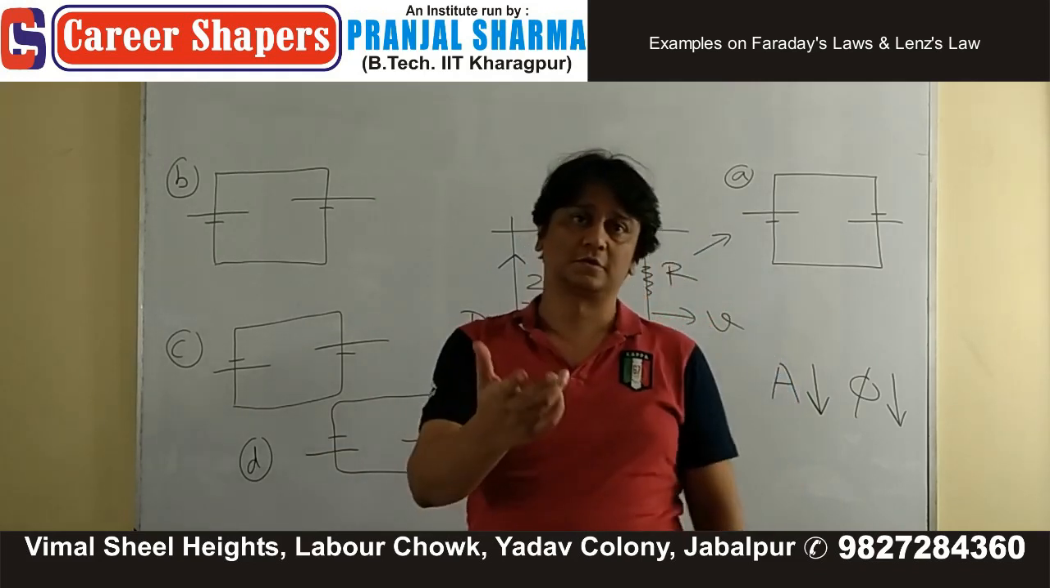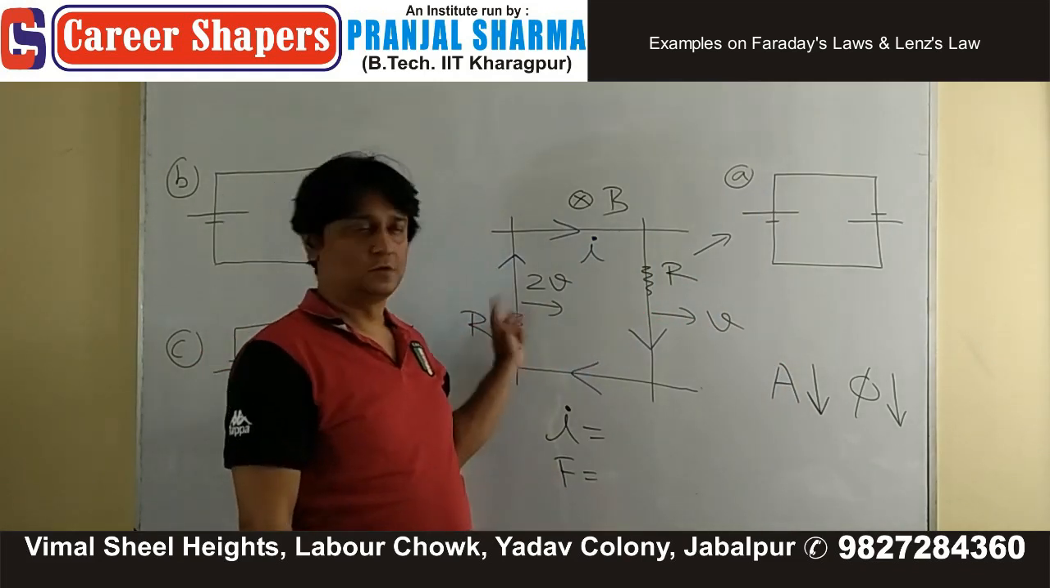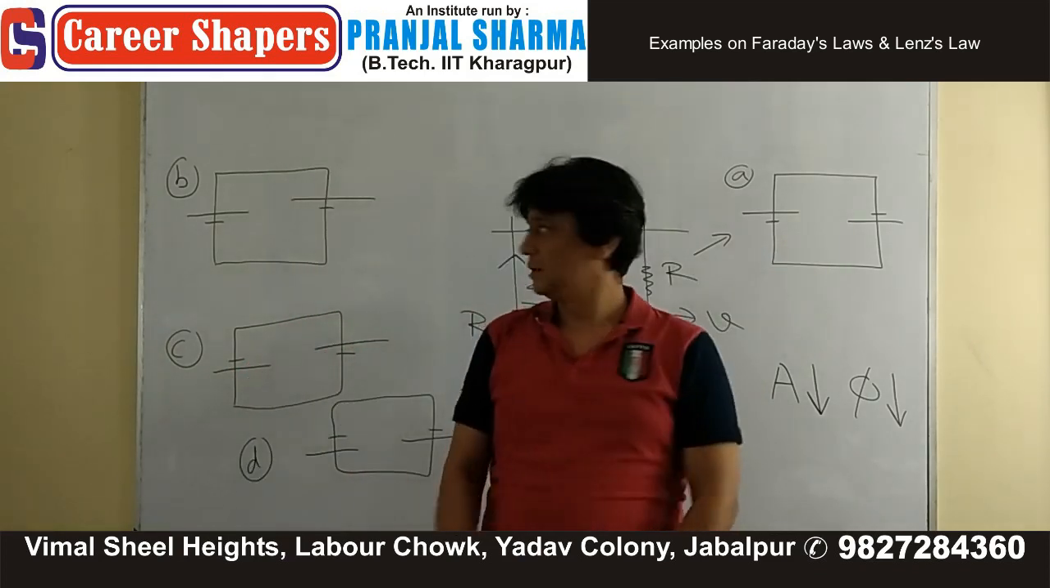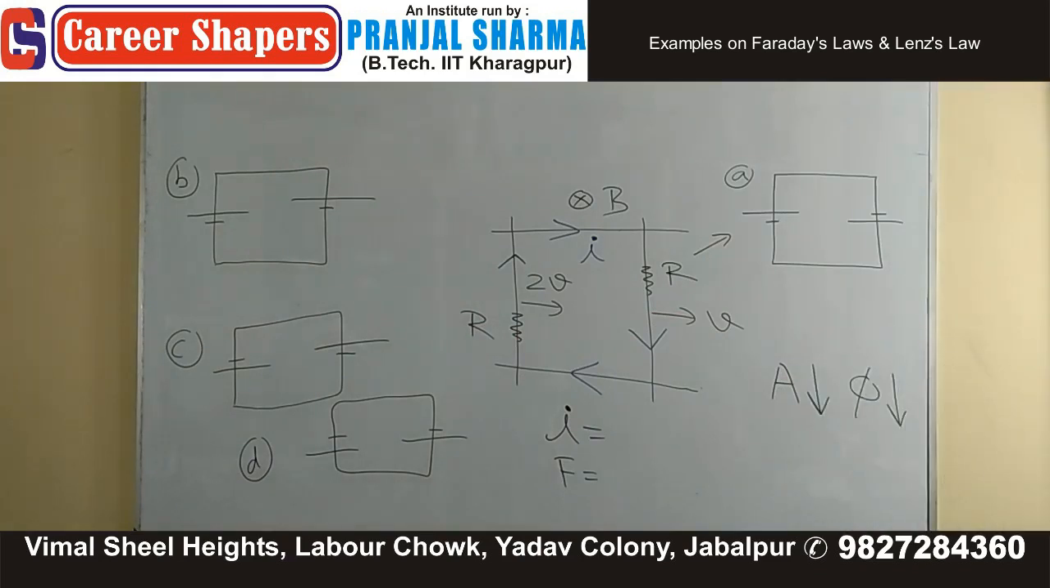There are 2 rods and therefore there are 2 batteries. Which option is correct? A, B, C, D. Write down this in the comment box, and you can expect something like this in your objective examinations. I hope you can see the polarities.